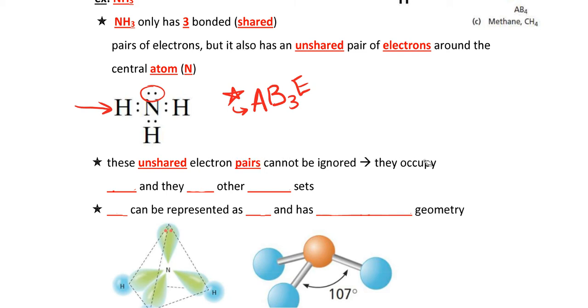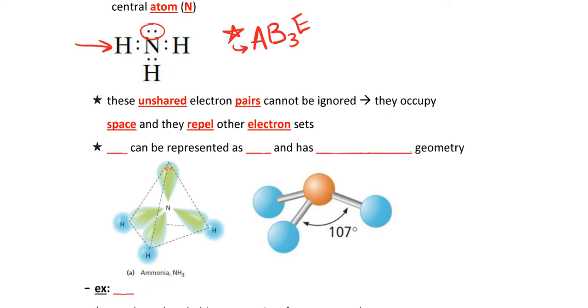So these unshared electron pairs cannot be ignored. They occupy space and they repel other electron sets. This picture down here gives a good representation of this. If we look at NH3, ammonia, we see the central nitrogen atom with 3 hydrogens attached to it, and there are shared electrons in between the nitrogen and those hydrogens. But nitrogen also has this unshared pair of electrons that are real, and they occupy space, and they are going to repel those hydrogen atoms because of their valence electrons.